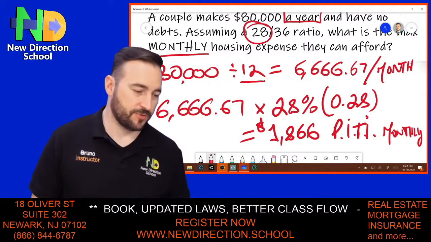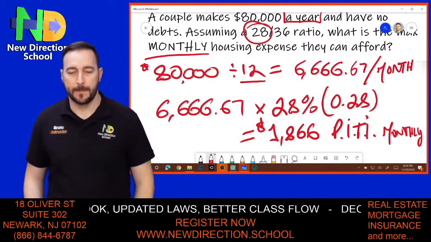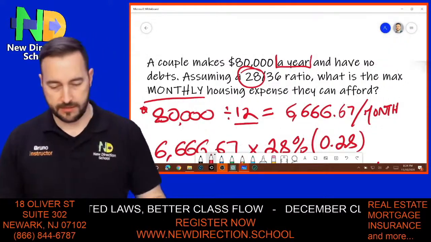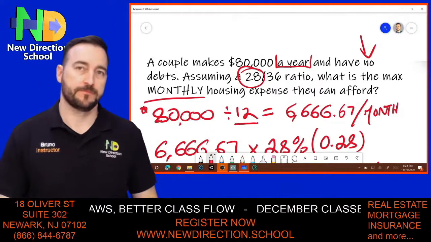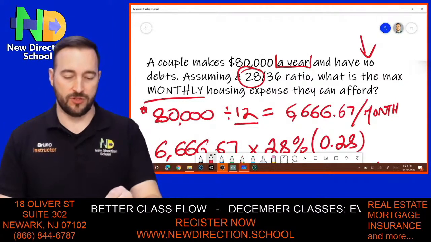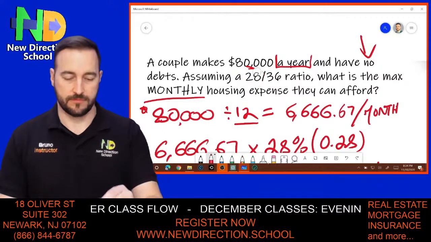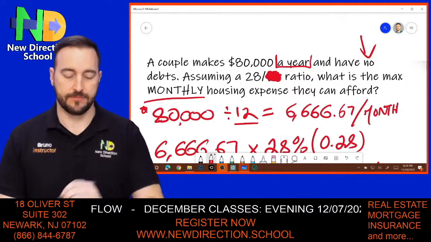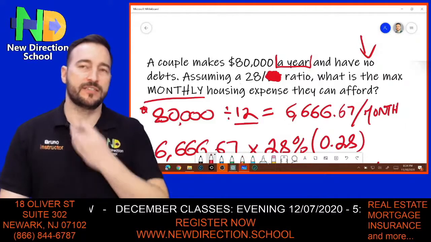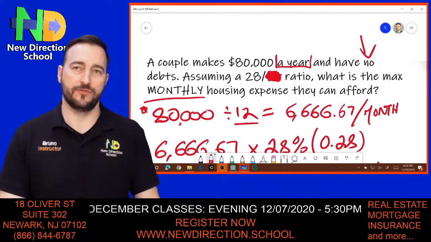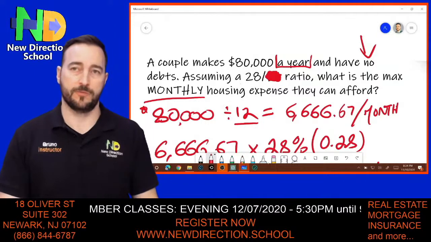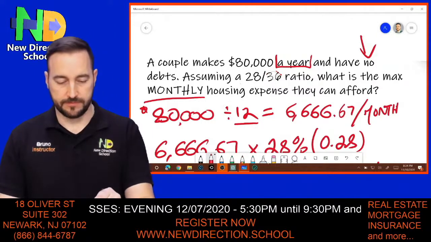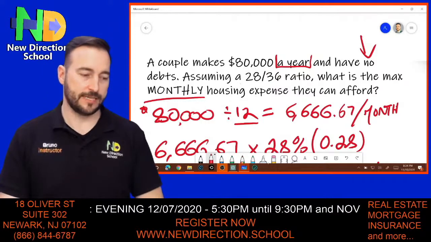You did 36%. Well, remember, I wrote right here, they have no debts. Okay, so if they have no debts, then this number is not needed. If they said there's a car involved, right? There's a car, a $600 payment, whatever, then you would need this number. Other than that, nope.